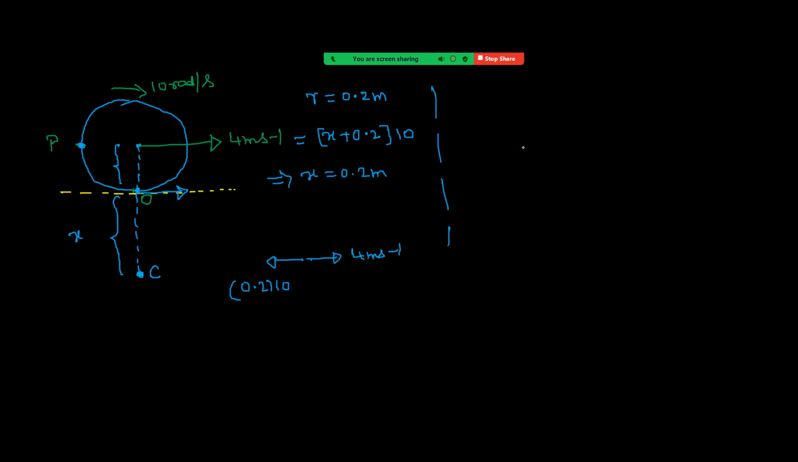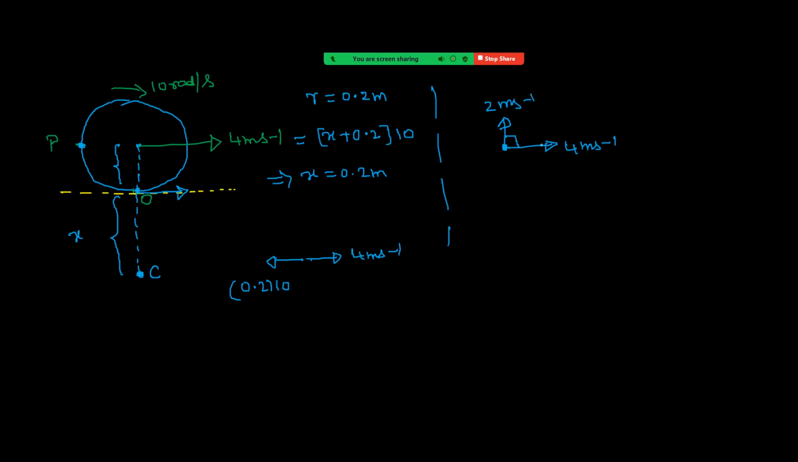Let us take first of all combination of translation and rotation. For point P, because of translation, velocity is 4 meter per second. For any point, velocity is 4 meter per second because of translation. Because of rotation, for this point, velocity is upwards, right? Which is equal to r omega. R value 0.2, omega value 10. This is 2 meter per second.